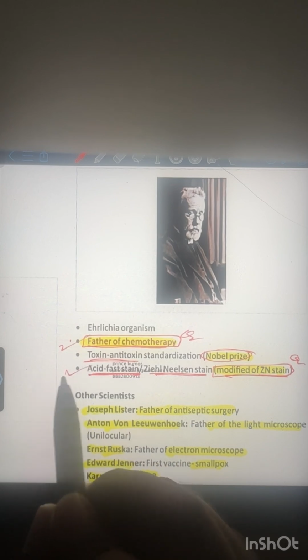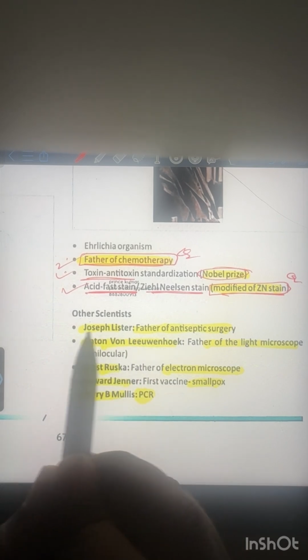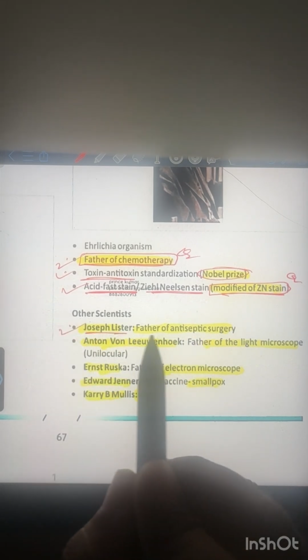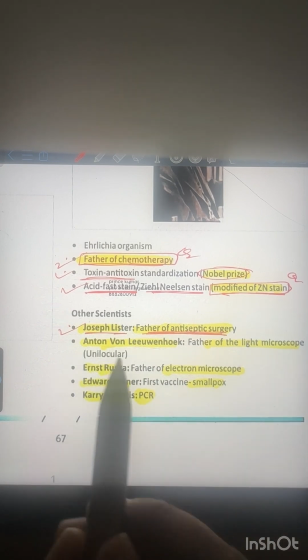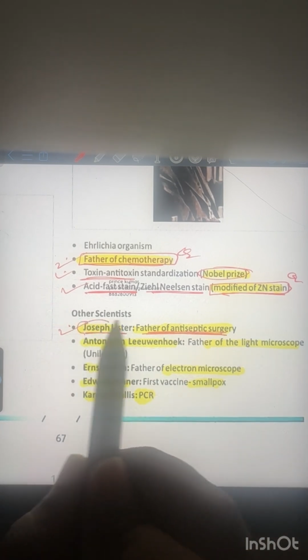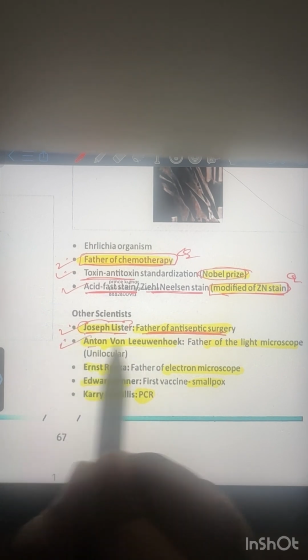Let's move forward. What did Sir Joseph Lister give you? Joseph Lister is the father of antiseptic surgery. He told you that you have to maintain an antiseptic environment in the OT. You have to use disinfectant, sterilization. So the father of antiseptic surgery is Joseph Lister. Anton van Leeuwenhoek, L for L. Which microscope did he give us? Light microscope. So Anton van Leeuwenhoek is going to be for light microscope. Now you will ask me who is for electron microscope.